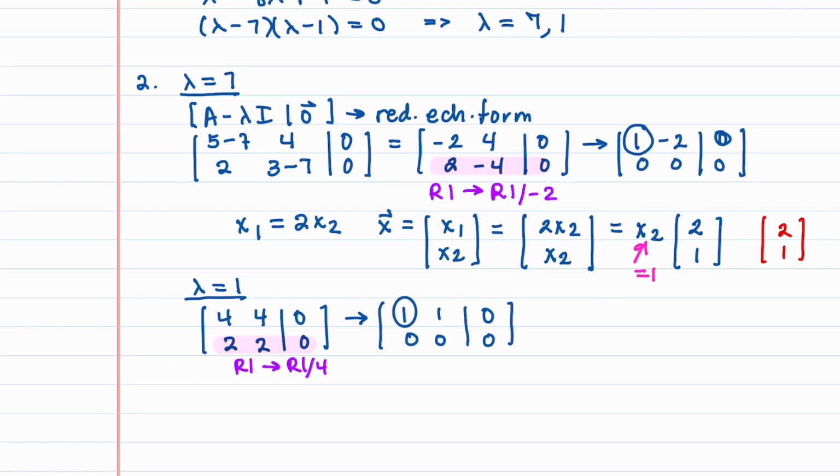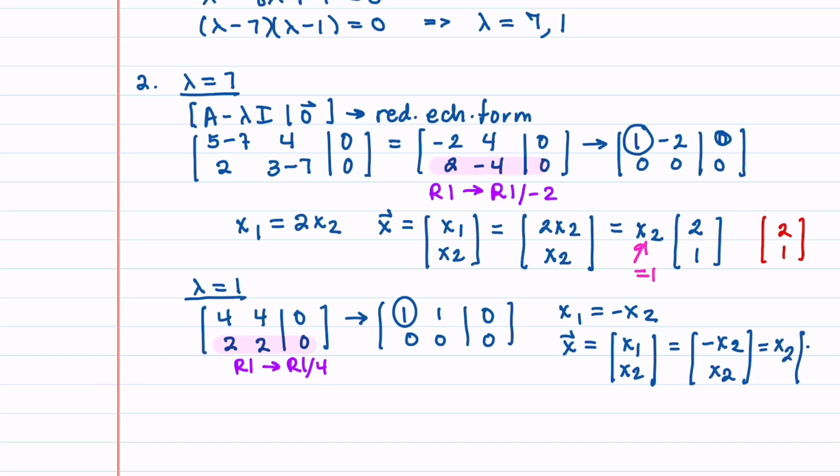Let's circle our pivot, and we can solve for x1. So we see that x1 is minus x2. So our vector x is equal to x1, x2, and then we'll plug in x1 is minus x2. Then we'll pull our x2 out, and we get minus 1, 1. Again, I'm just going to make things easy and choose x2 to be equal to 1. You could also have picked it to be minus 1. It doesn't really matter. And so our eigenvector is going to be minus 1, 1.